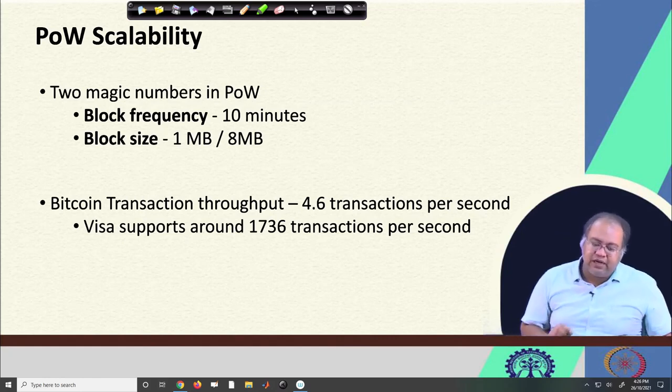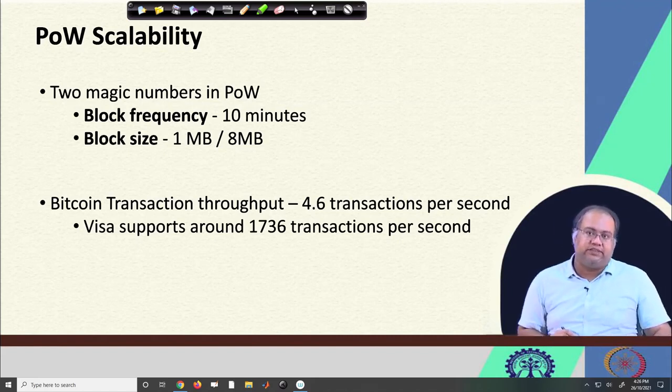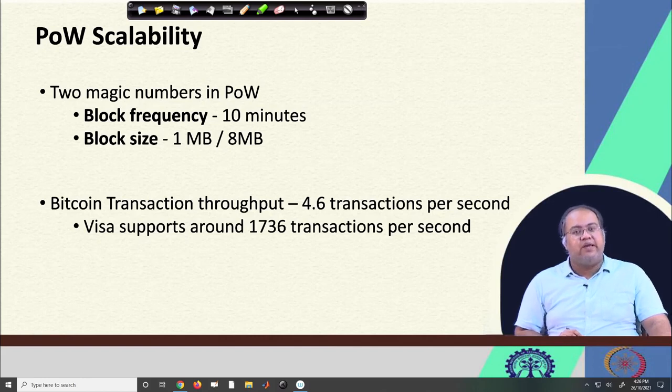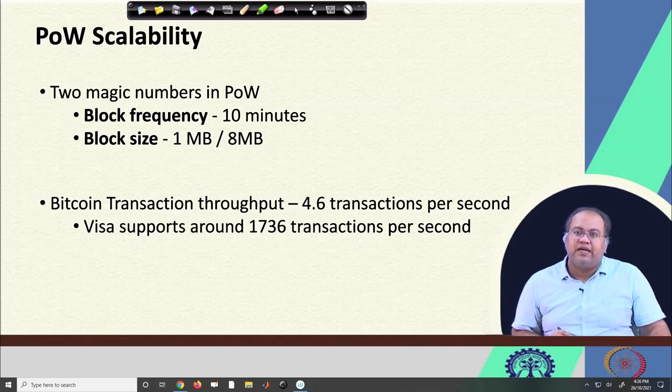Now, as I have mentioned, there are two magic numbers that we have: one is the block frequency, and the other is the block size. So we came to this 4.6 transactions per second with these two parameters. Now, let us see what happens if I try to tune these two parameters.